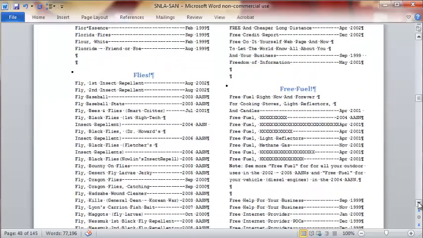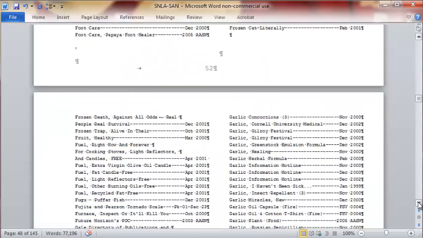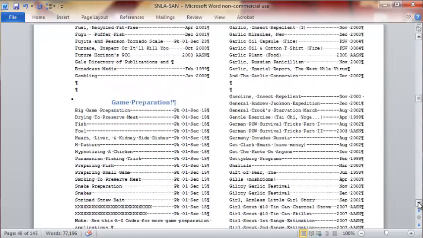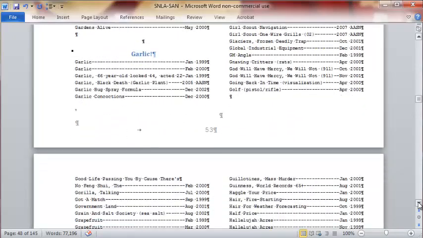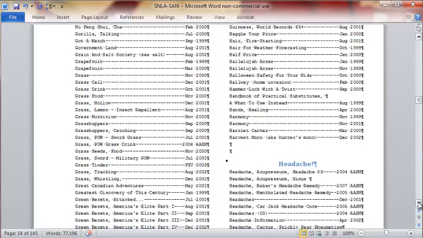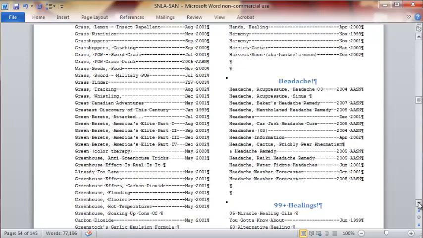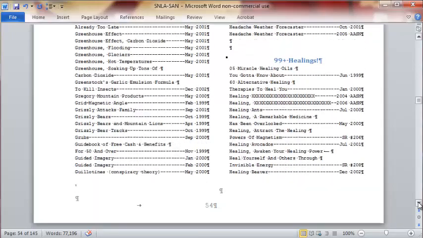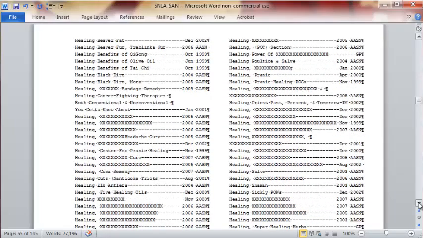Flies, and then we got free fuel over here on the right hand side. Because you throw a lot of stuff away that you shouldn't, you can redesign or reuse it for free fuel. Then we got game preparation. Garlic, very important. I know I'm missing a lot of the other survival tricks. I'm just giving the title of a lot of things. A lot of them don't have titles, 99 healings. There you go. No doctor. You got to do something. And I think I almost missed it. Let me see here.